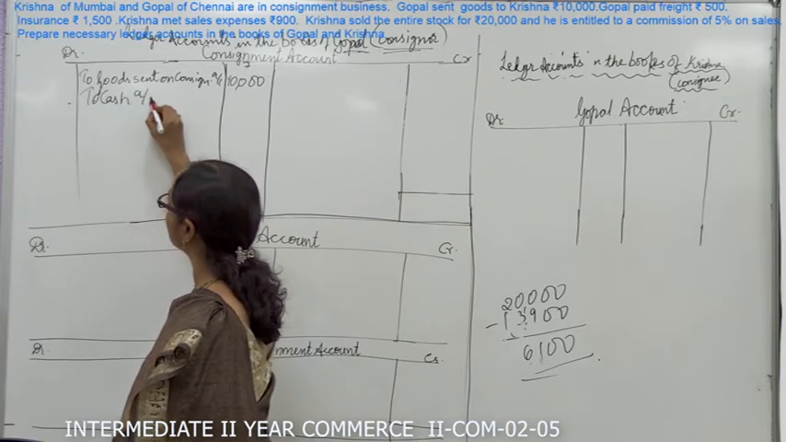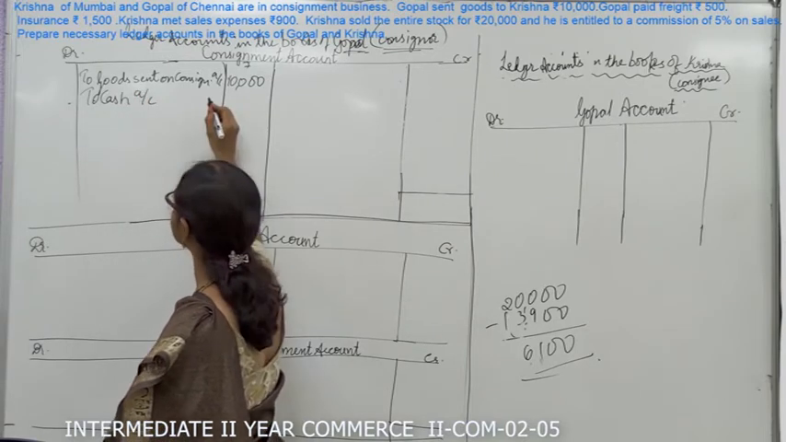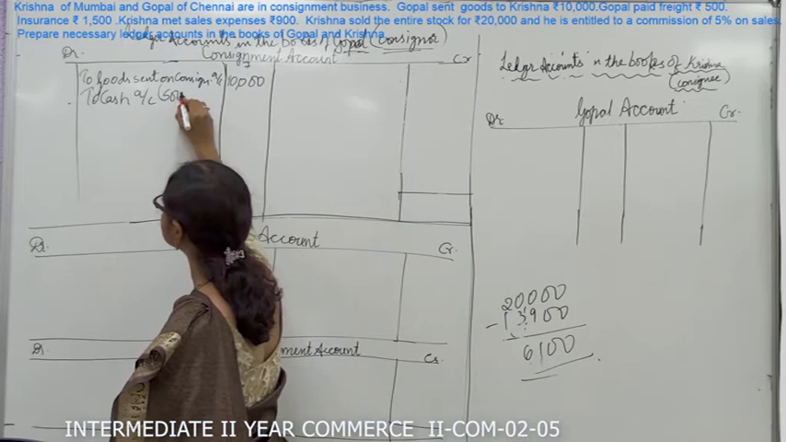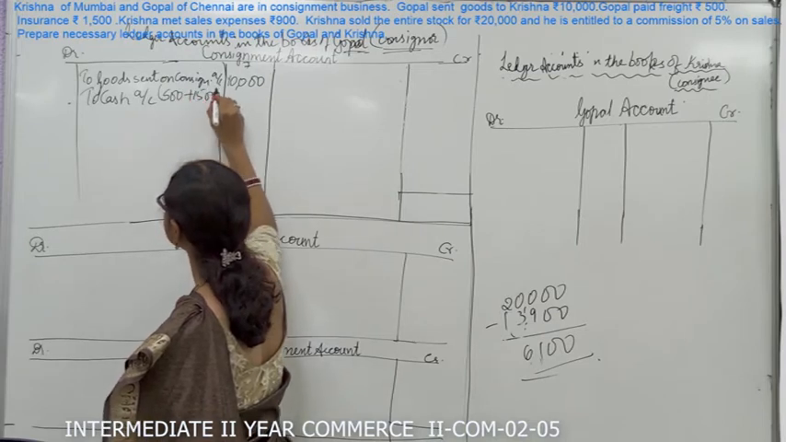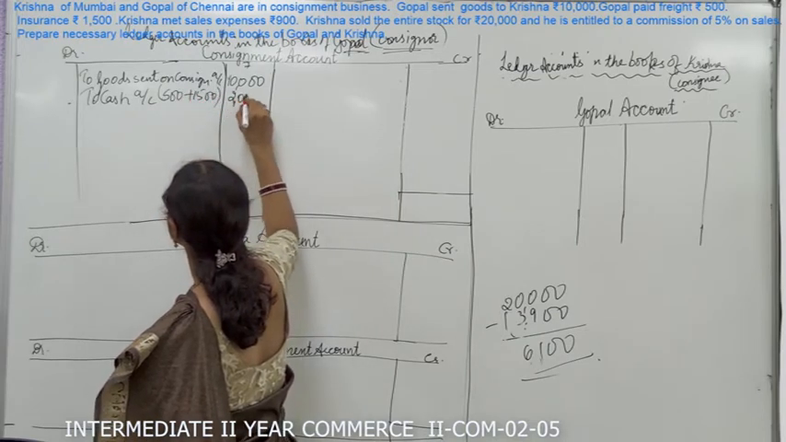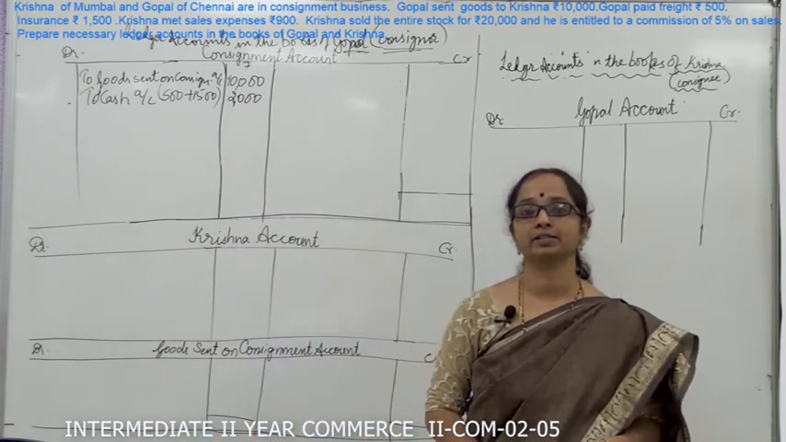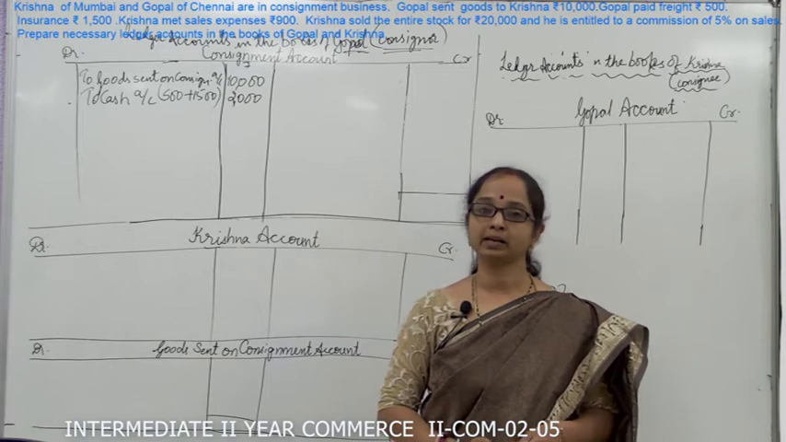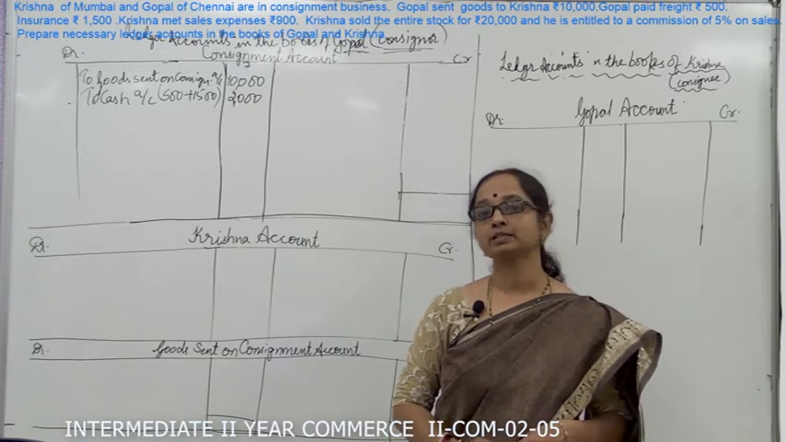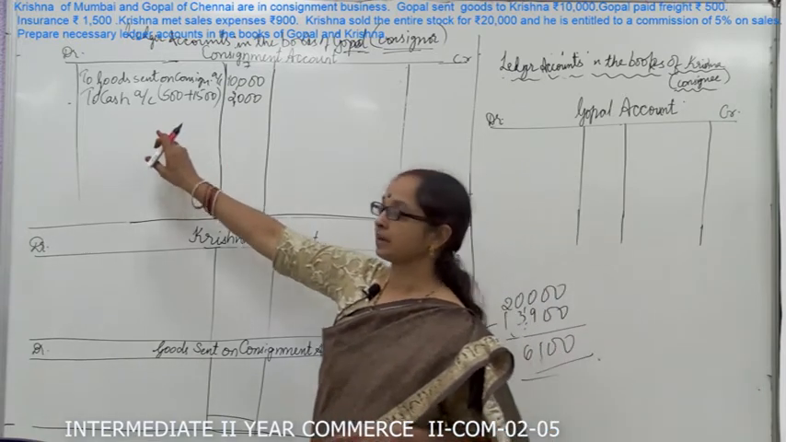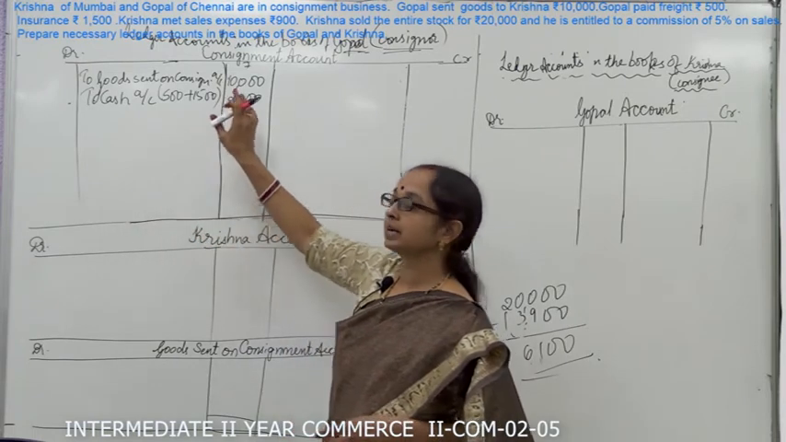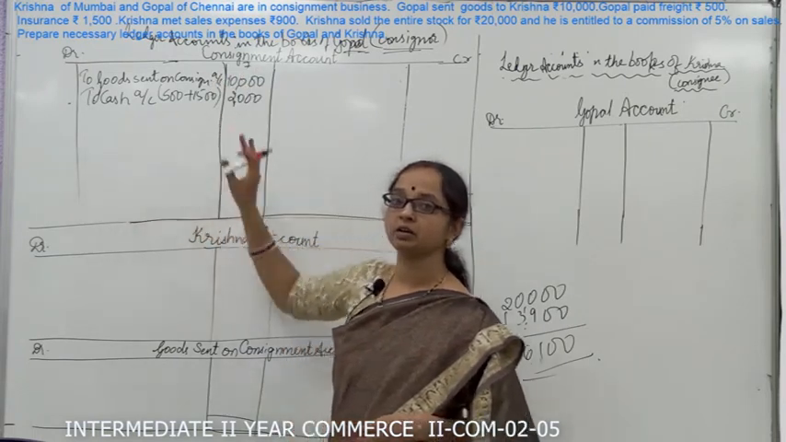Since Gopal, the consignor, is spending directly, we can just sum them up and write it as 2000 rupees. Whatever expenses the consignor incurs, we can just sum it up and say that all the expenses will be credited to cash account. Consignment account debit to cash account, 2000 rupees.